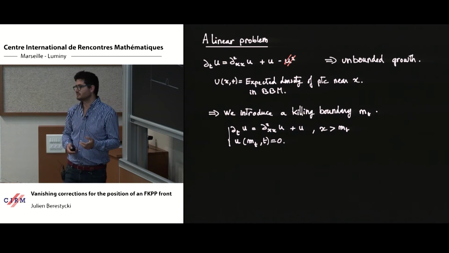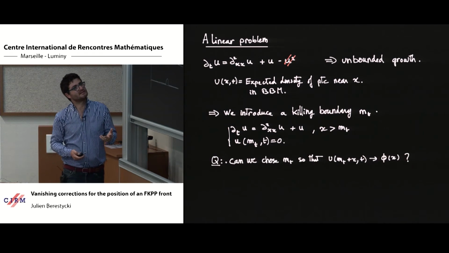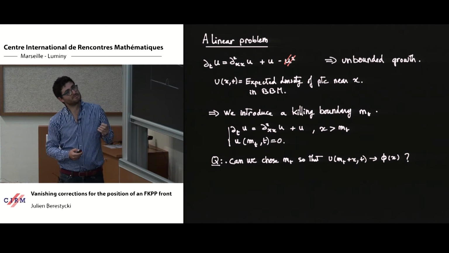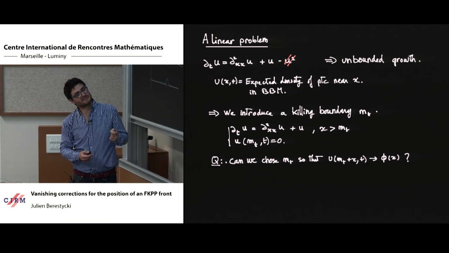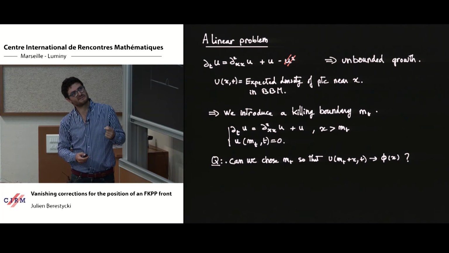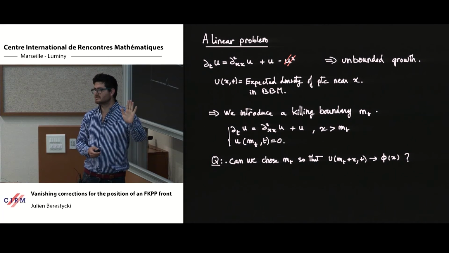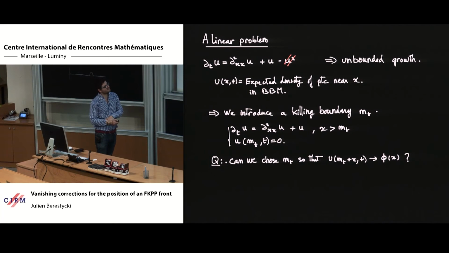So what more can you ask? The idea here is that what I'd really like to happen is that, seen from m_t, where m_t is a centering term, to the right of this killing boundary I see a limit shape arise.